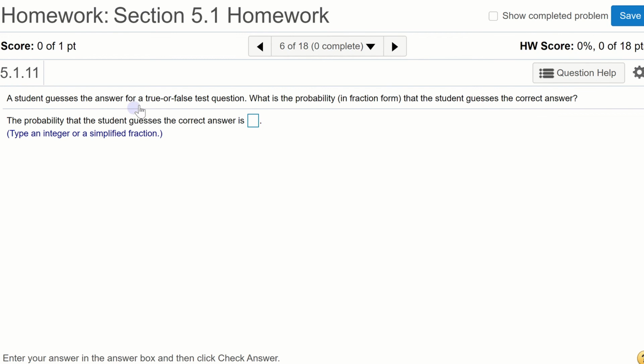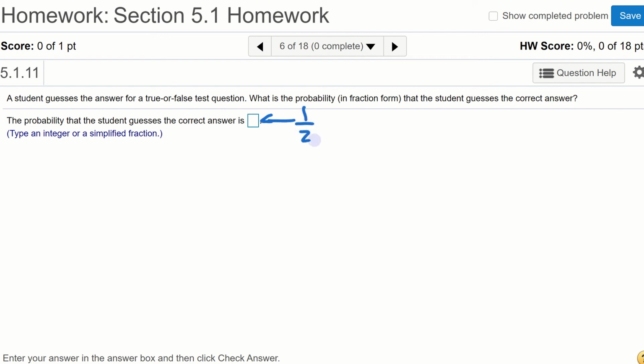So here a student guesses the answer for a true or false test question. What's the probability that the student guesses the correct answer? Of course, when it's a true or false question, there are only a total of 2 possible outcomes, and only one of them is favorable to getting it correct. So this would be what?